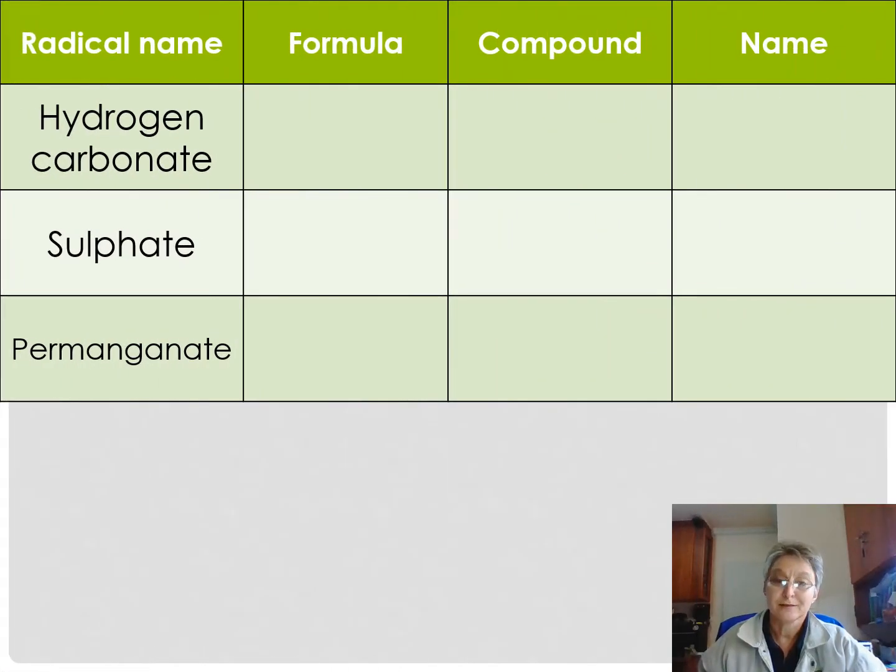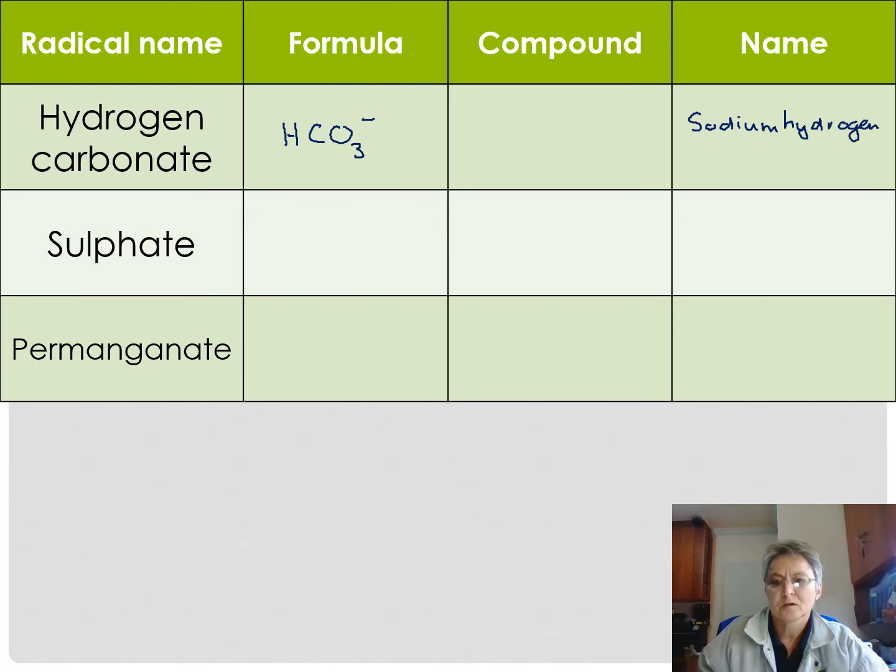Next, I want us to look at the ion hydrogen carbonate. Now, the hydrogen carbonate ion is HCO3, and the carbonate has lost one of the negatives. So the common formula here is sodium hydrogen carbonate. And the hydrogen carbonate's got a valency of 1, sodium's got a valency of 1, so the formula is sodium hydrogen carbonate.